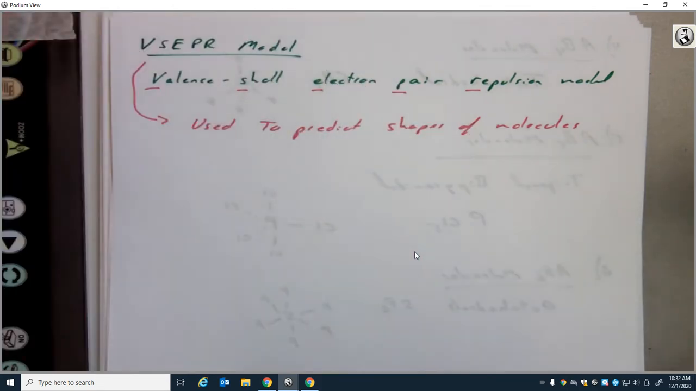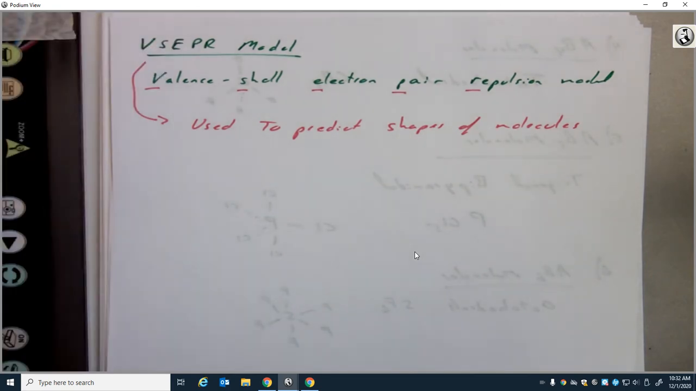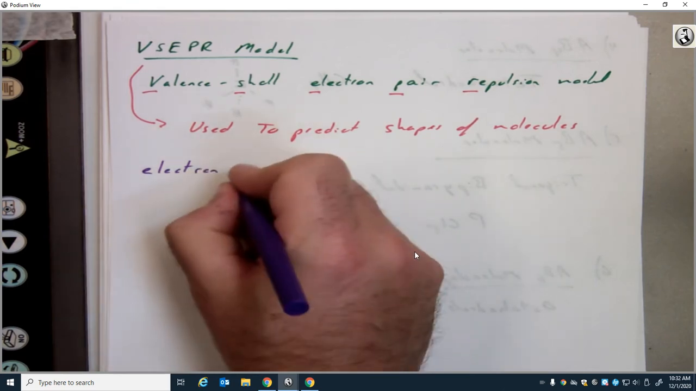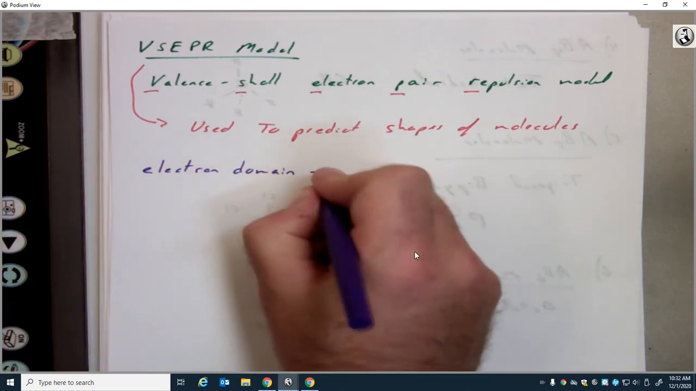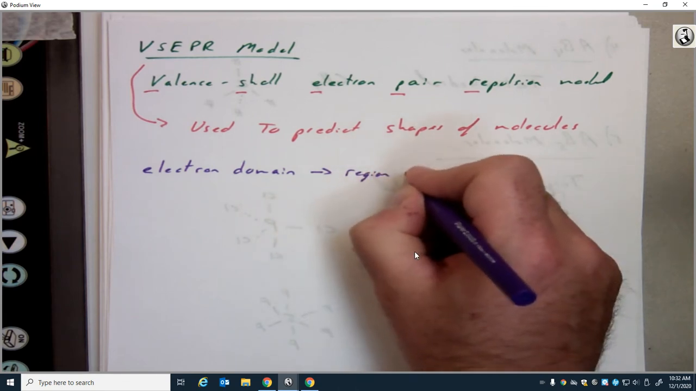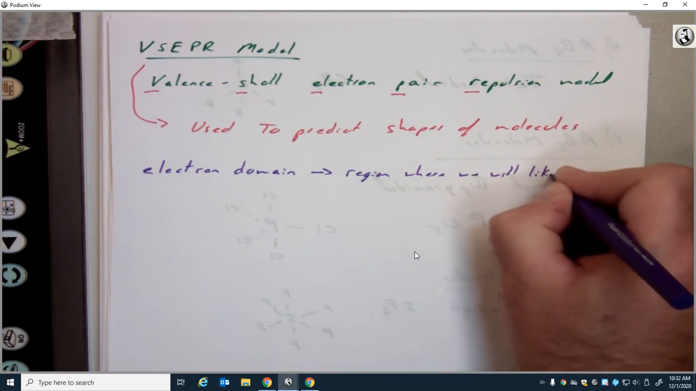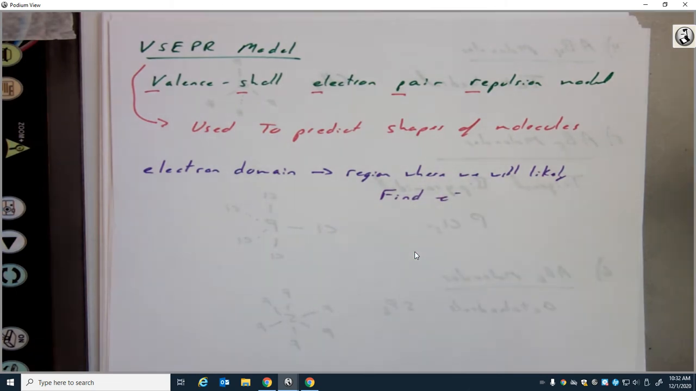So we have to define a couple things here. The first thing we have to define is an electron domain. So an electron domain is a region where we will likely find electrons. Okay, so an electron domain is where we're probably going to find electrons.